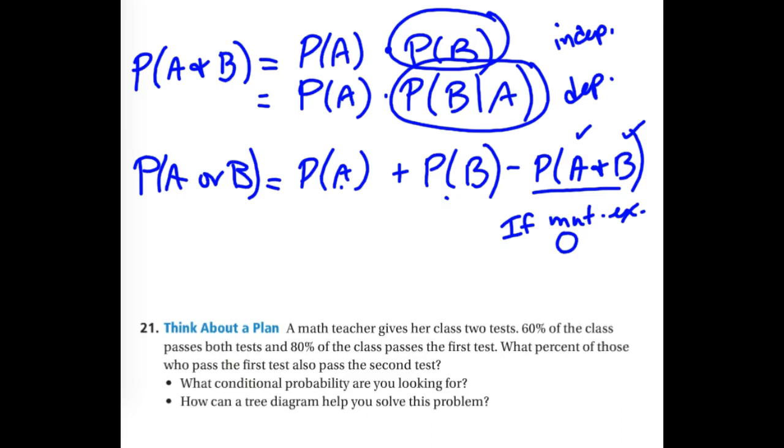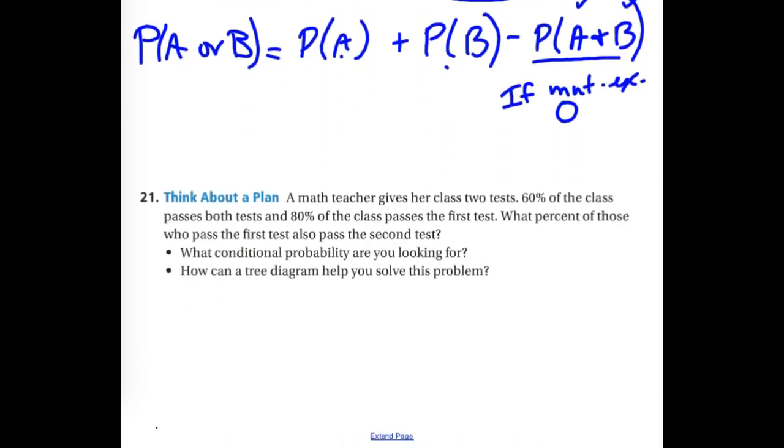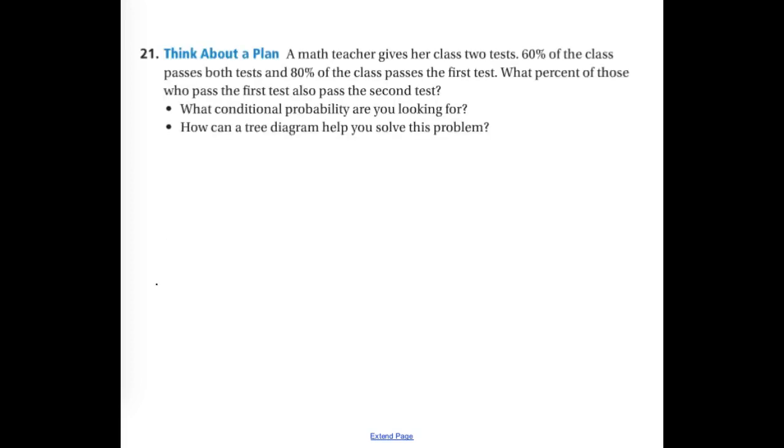All right, take a look at your homework from last night. Question 21. I guess it's not letting me extend my page there. There we go. Okay. It says a math teacher gives her class 2 tests. 60% of the class passes both tests, and 80% of the class passes the first test. What percent of those who pass the first test also passed the second test?